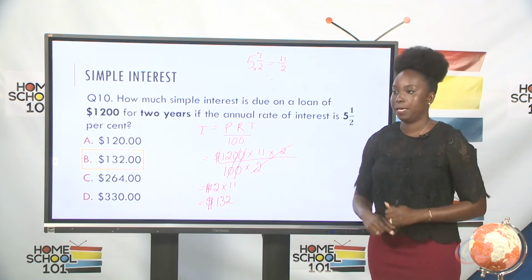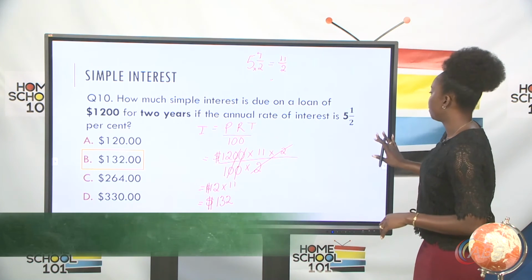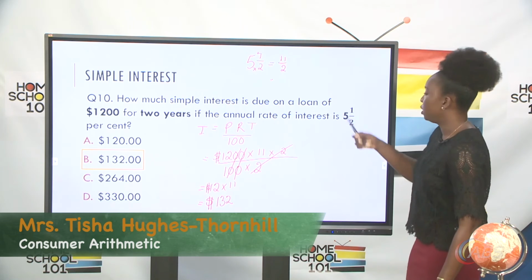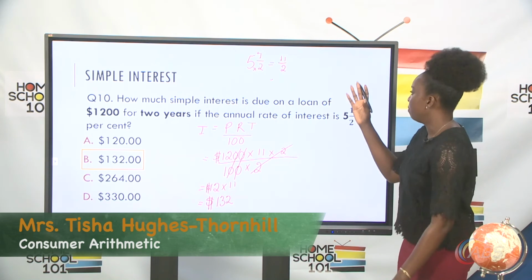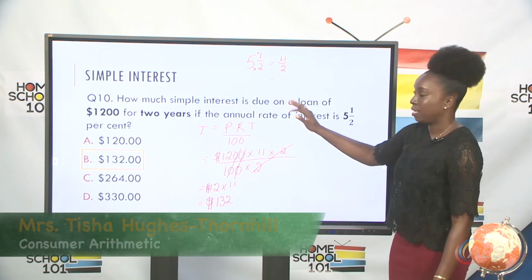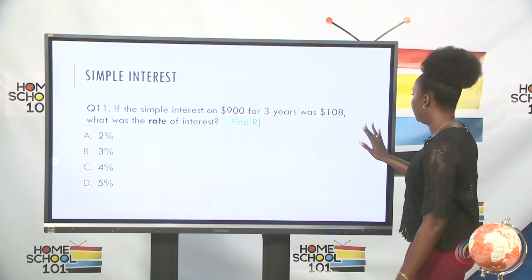See our option there at B. Okay? If you're not remembering how to change mixed numbers to improper fractions, you're going to have to go back and practice that. But hopefully the explanation that you got here was sufficient enough.